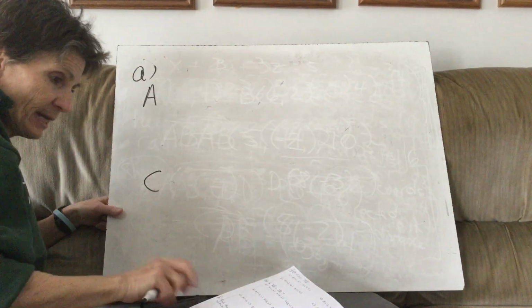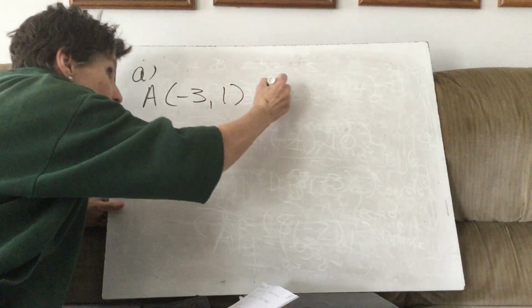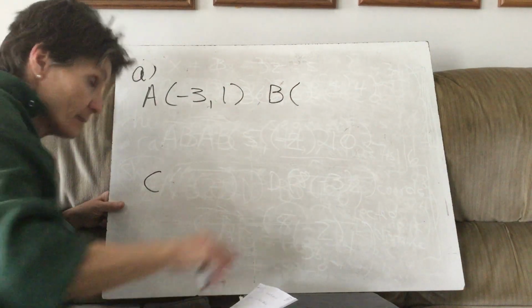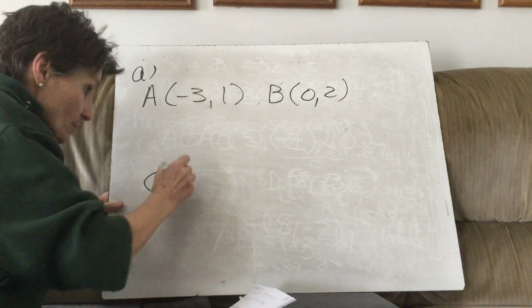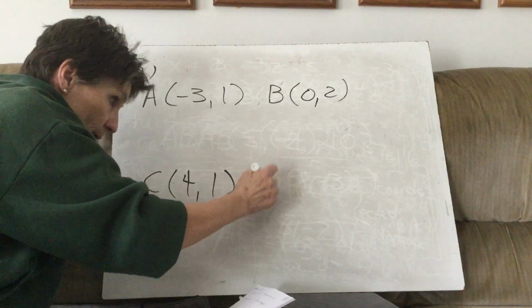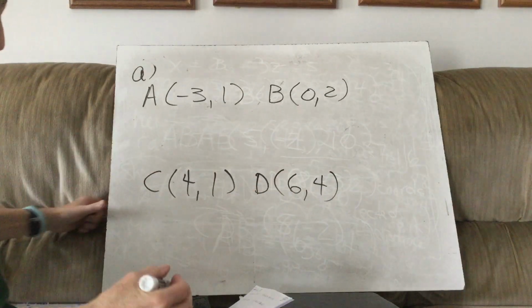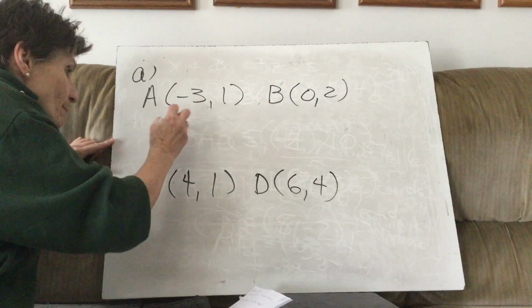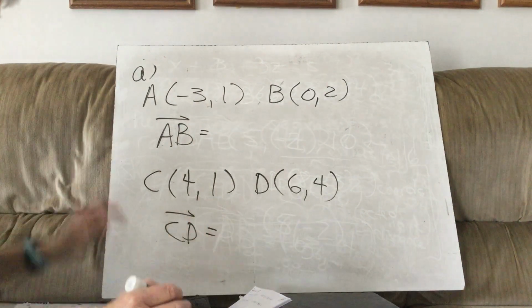All right, the next one. C is (-3, 1), and (0, 2). And then C is (4, 1). And D is (6, 4). Okay, here we go. This is our problem.